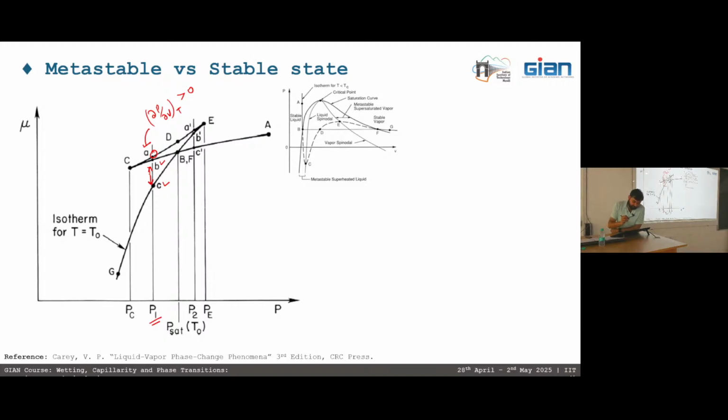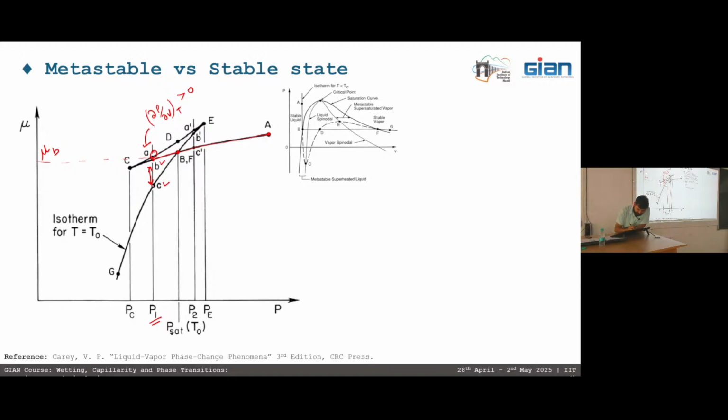Now let us assume that we are heating a liquid. Sorry, no, we are not. Let us assume that the pressure is being reduced from point A. It reaches point B, where the phase change is expected, but the phase change doesn't occur there. It is still in the metastable liquid region, and for this point we have some mu, let's call it mu B.